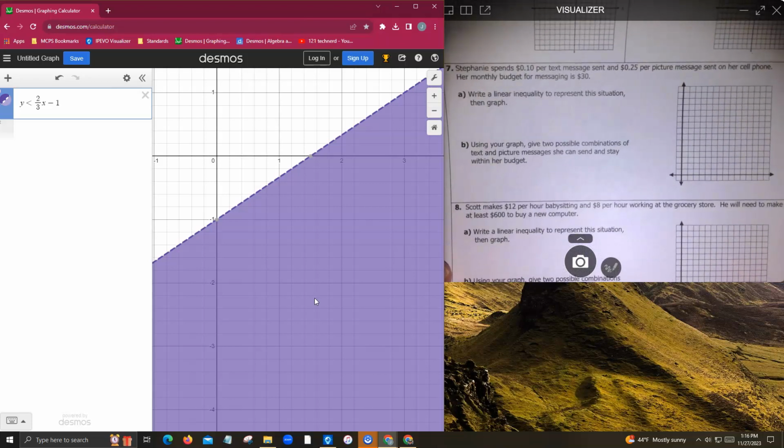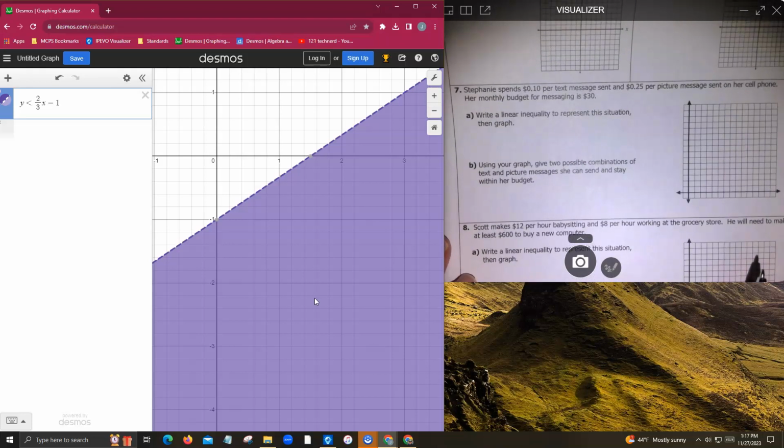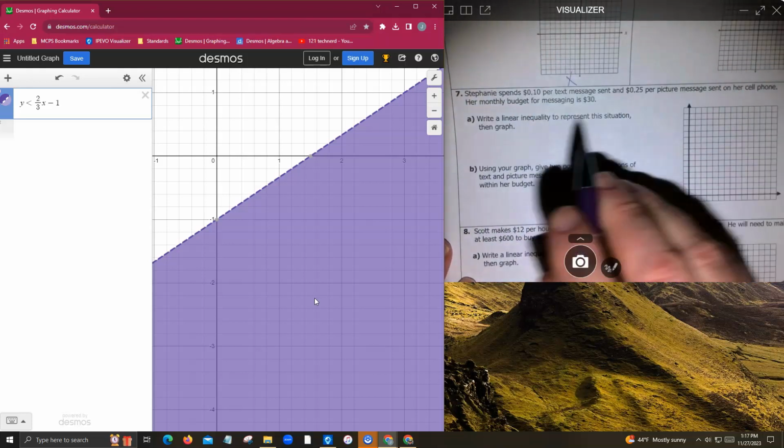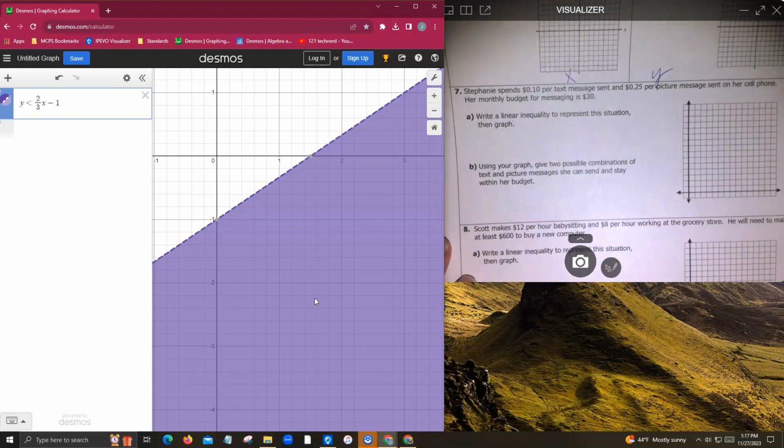Stephanie spends 10 cents per text message sent and 25 cents per picture message sent on her cell phone. Her monthly budget in messaging is $30. Write a linear inequality to represent the situation, then graph it. All right, so we're spending, again, first thing listed usually the x. So text messages are going to be x in this problem, and y is going to be the picture messages.